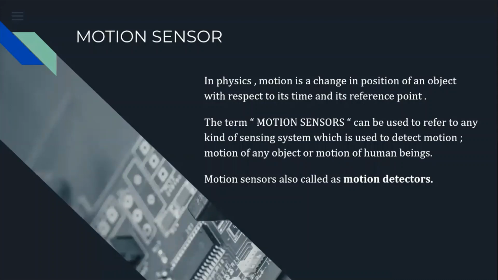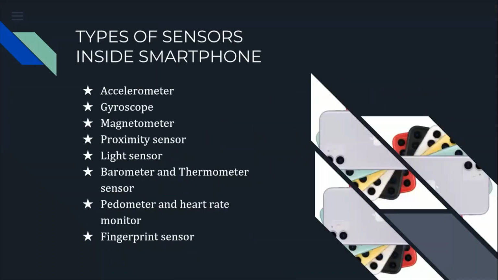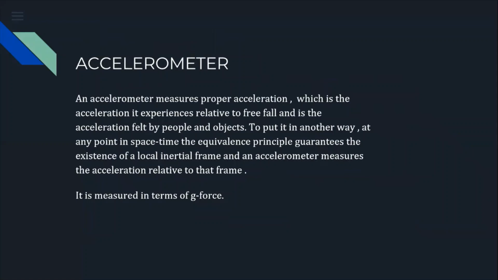Motion sensor, which is also called a motion detector. Motion is generally a change in position of an object with respect to time. It is defined as a sensing system used to detect motion. Next, we see the numerous types of sensors present inside our mobile phones. Some of them are accelerometer, gyroscope, magnetometer, proximity sensor, light sensor, barometer and thermometer sensor, speedometer, heart rate monitor sensor, and fingerprint sensor. Let us see them in detail.